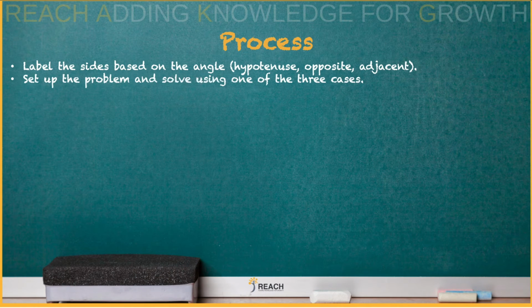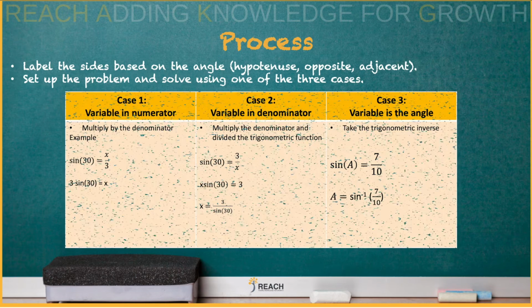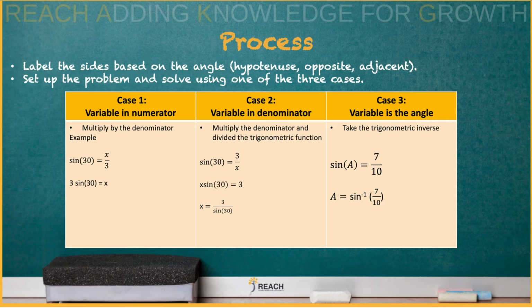Set up the problem based on the trig equation. Remember, sine of an angle equals something. Cosine of an angle equals something. Tangent of an angle equals something. All right, based on the three cases though. Case 1 is going to be a variable in the numerator. When you set it up, you'll see this. Case 2 will be a variable in the denominator. And case 3 will be a variable as the angle. So those are the only three cases you will see.